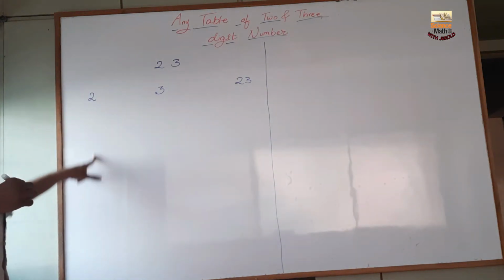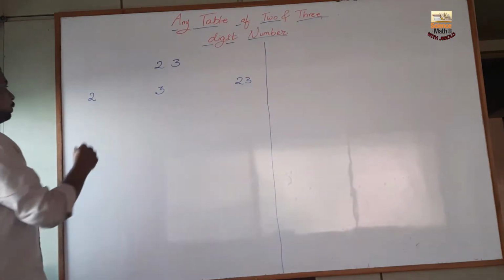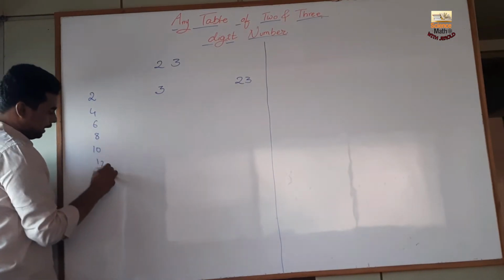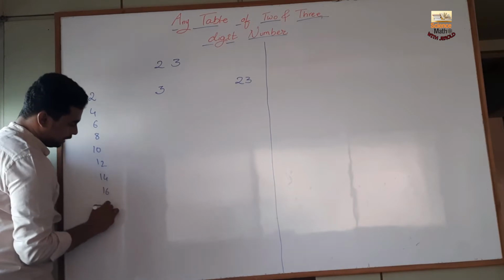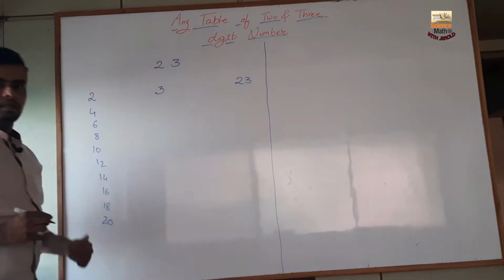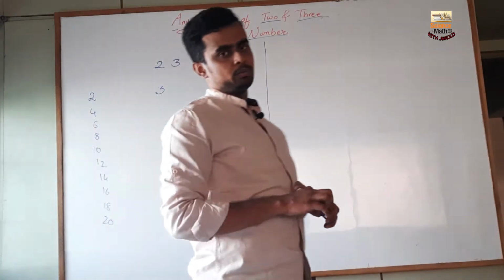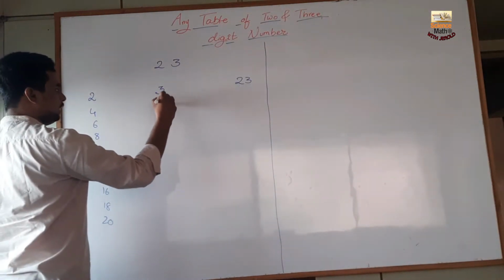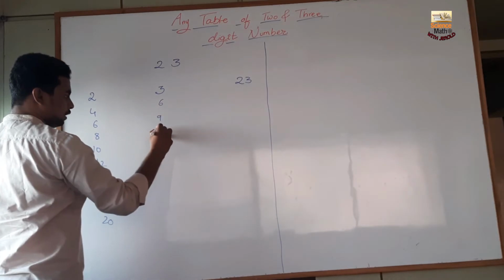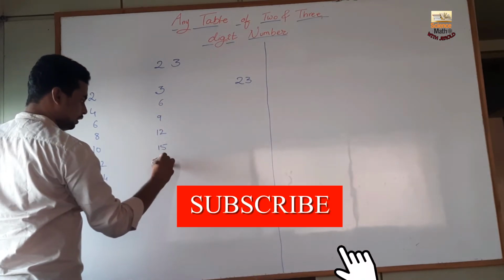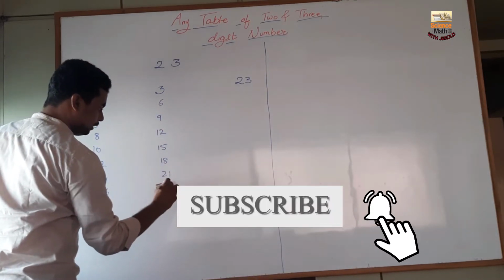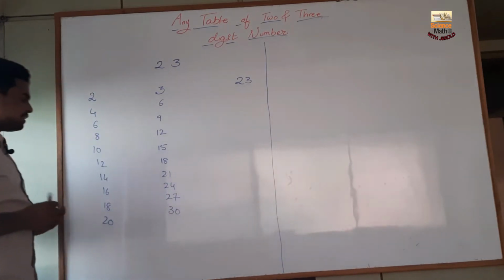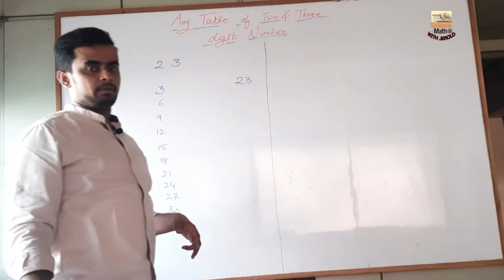First thing that I do is write the table of 2. 2 ones are 2, 2 twos are 4, 6, 8, 10, 12, 14, 16, 18 and 20. That is my table of 2. Similarly, I will write the table of 3. 3, 6, 9, 12, 15, 18, 21, 24, 27 and 30. This is my table for 3, right?